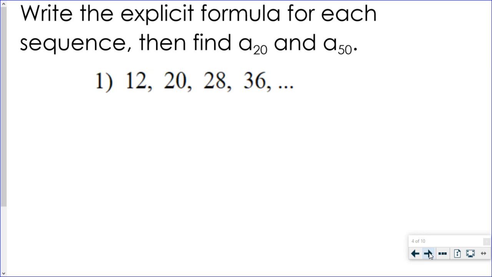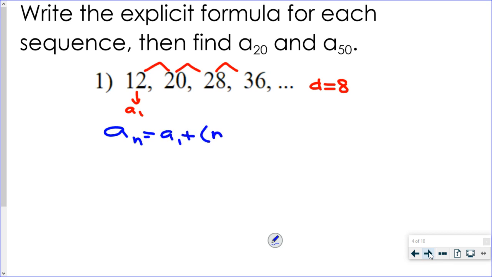Okay, it says write the explicit formula for the sequence, then find the 20th and 50th term. So this is a sub 1, and my common difference is what it's going up by from here to here, or here to here. It's going up by 8. So I take my formula, which is a sub n equals a sub 1 plus n minus 1 times d. These are the only two places I'm going to fill in. The first term is 12. The common difference is 8.